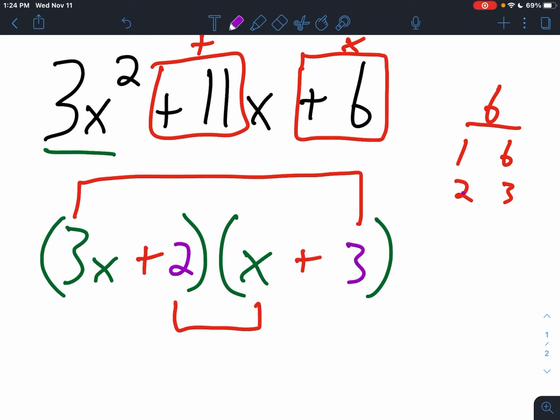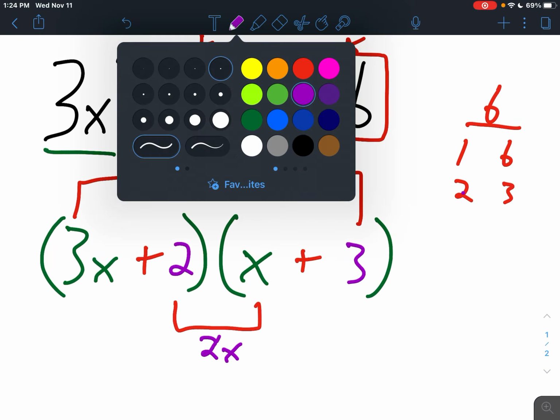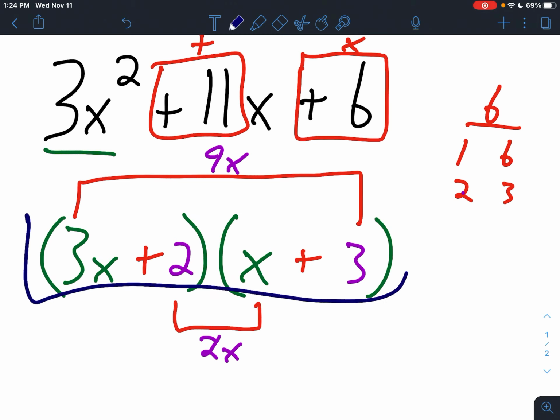So I'm going to plug in 2 and 3, and then see if I get it. 3x times 3 is 9x. 2 times x is 2x. Add those together, I get my 11x. So there's my answer. Okay, so it's a little guess and check, and that's pretty much how you do it. If you have any questions, let us know.